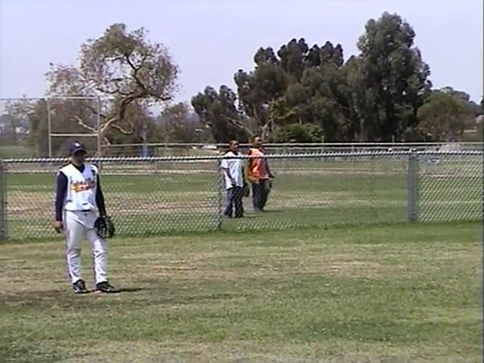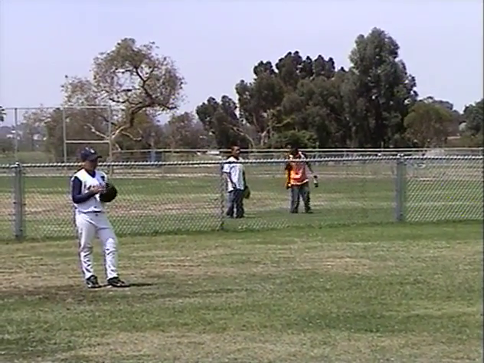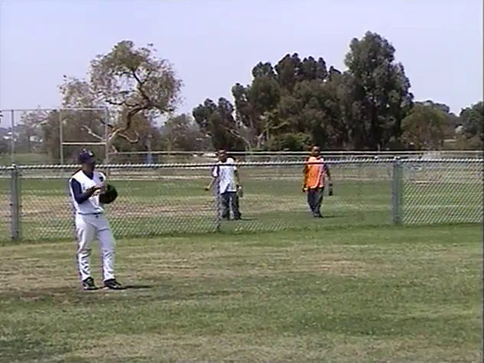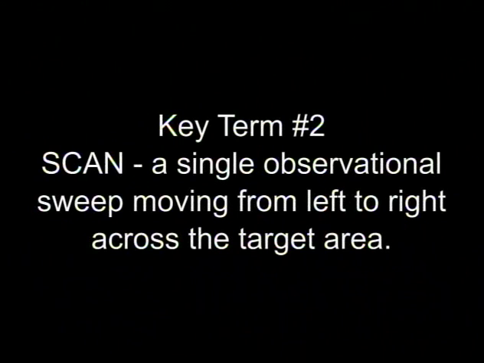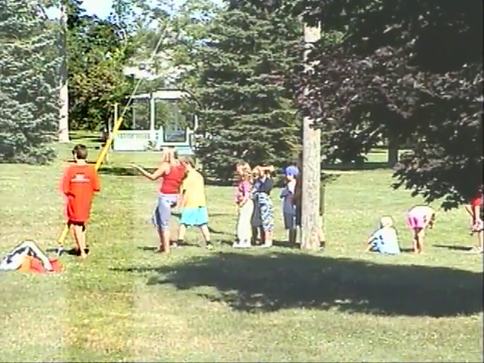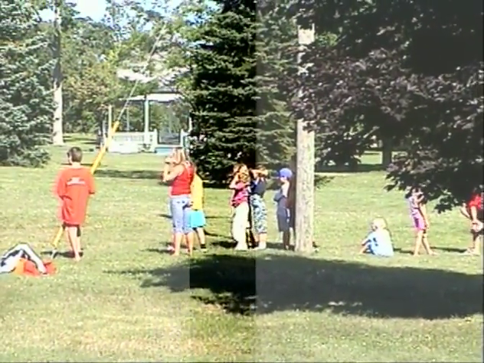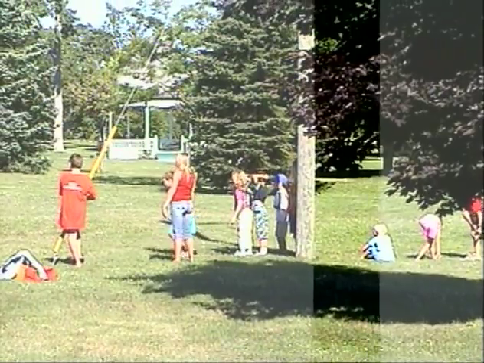In this example, the 2 people behind the fence would not be counted as in the designated area, which is the softball field. A scan is a single observation sweep moving from left to right across the target area. Making a scan is similar to viewing an area through a scope or through the sights of a rifle as it moves across the space. This scene shows a scan from left to right at a pace of just less than 1 person per second.